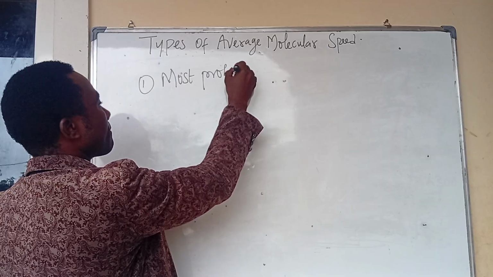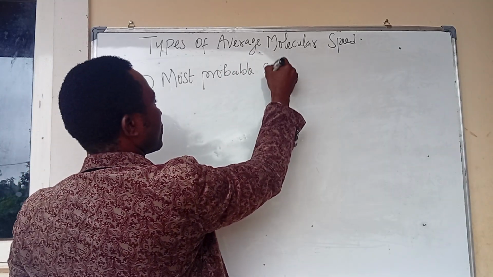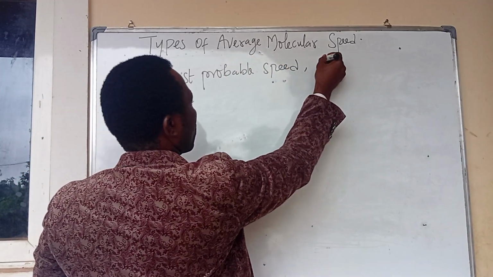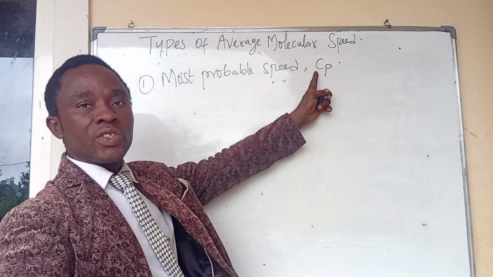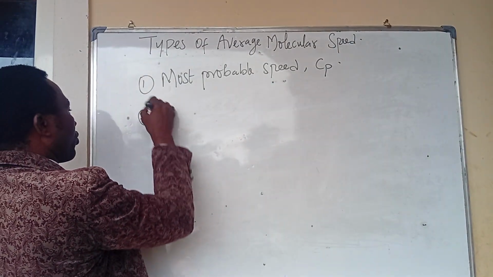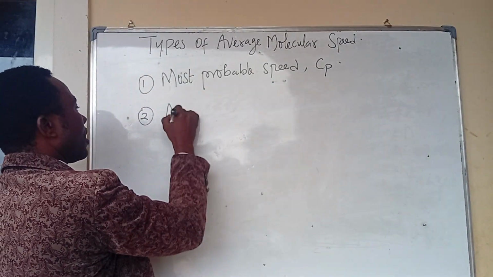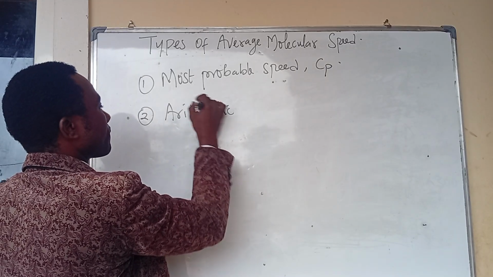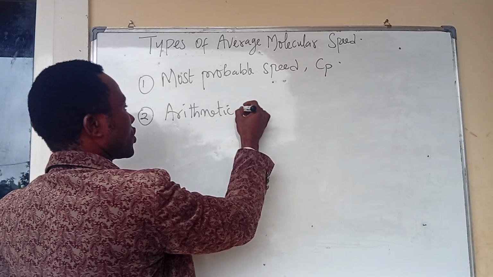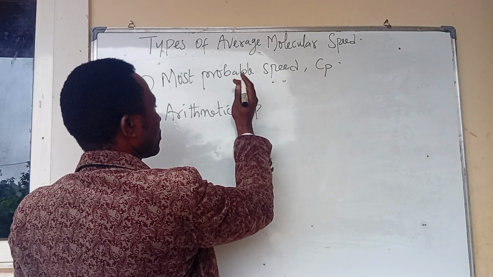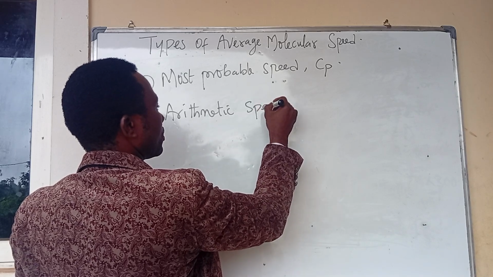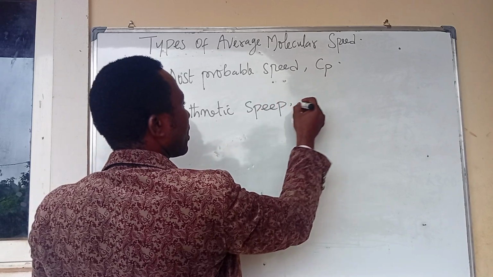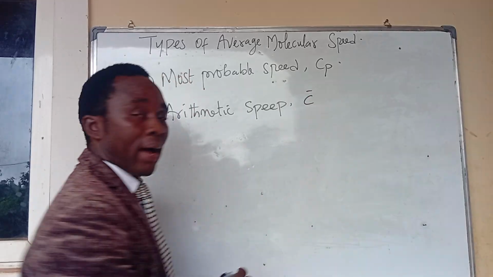probable speed. Okay, I will represent it with CP. Number two is arithmetic speed. Arithmetic speed, I'll represent it with C bar.